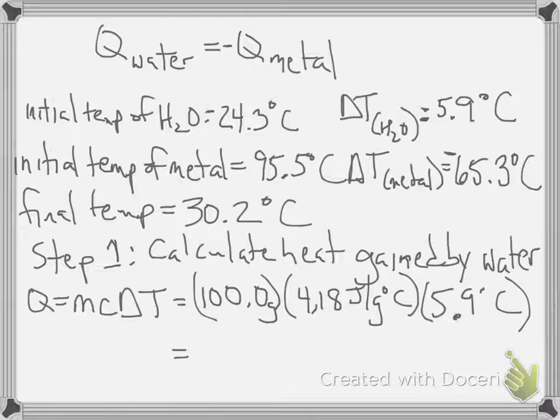100 times 4.18 times 5.9 gives us, and I'm going to round to 3 sig figs here, that the water absorbed 2,470 joules of energy. So that is the amount of energy that was gained by the water. And of course, since we had a relatively closed system, a piece of hot metal inside room temperature water, the only place that water could have gained that energy is from the metal.